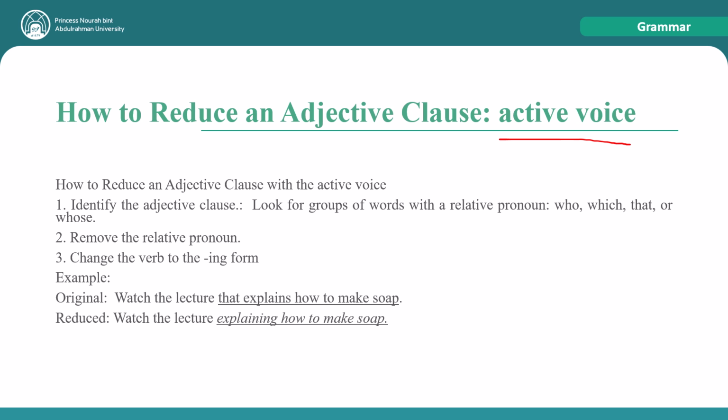Now, to reduce the adjective clause, we're going to remove the relative pronoun and change the verb to the ing form. So as you can see here, watch the lecture that explains how to make soap. We are removing the relative pronoun and converting this verb to an ing verb. Watch the lecture explaining how to make soap.